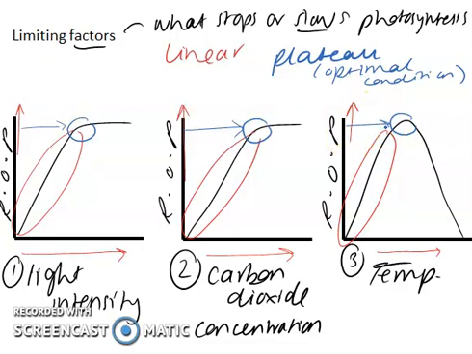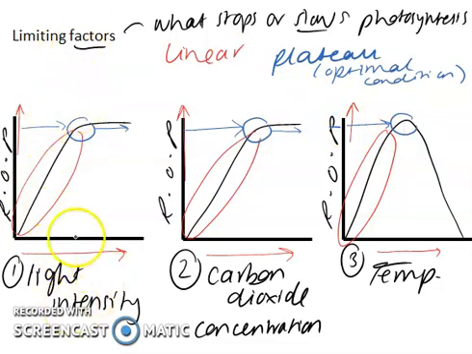You will not get any more glucose being made in these scenarios, here, here, or here, because even if you try and put more light here, even if you try and put more carbon dioxide, even if you increase the temperature, you're not going to get a higher rate of photosynthesis than this point. That basically means at this point, it's the best condition for carbon dioxide, light intensity, and temperature because you've got the most rate of photosynthesis, but it also means that there is another factor which limits the rate of photosynthesis.